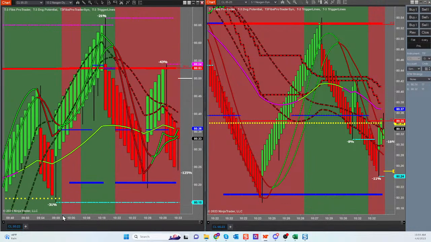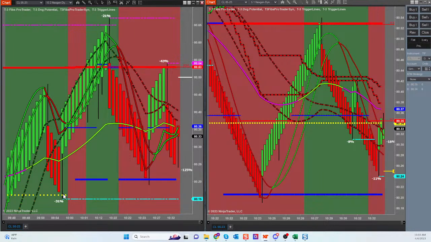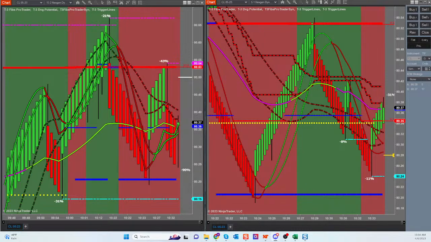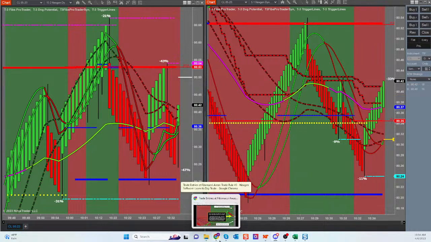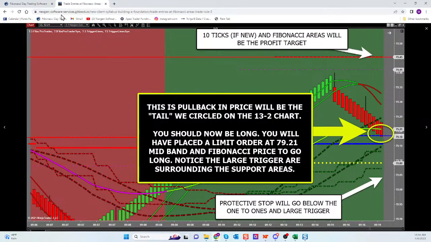What do we see on crude oil? Support to a pivot stop out. There you go, Thala. That's all it is.